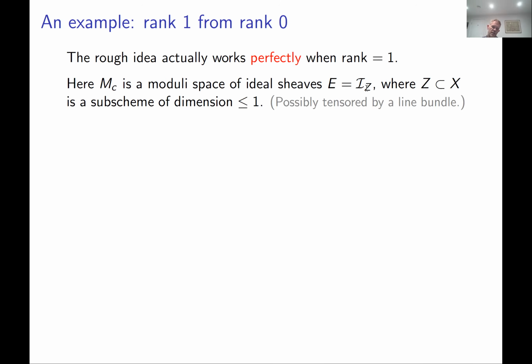So these are just up to tensor by a line bundle. This is just the trivial rank 1 line bundle on X, but with singularities along some subscheme, so some curve or points in X. So here, the DT invariant, this is usually what physicists call the DT invariant. This is the rank 1 DT invariant. This just counts subschemes or subcurves of X.